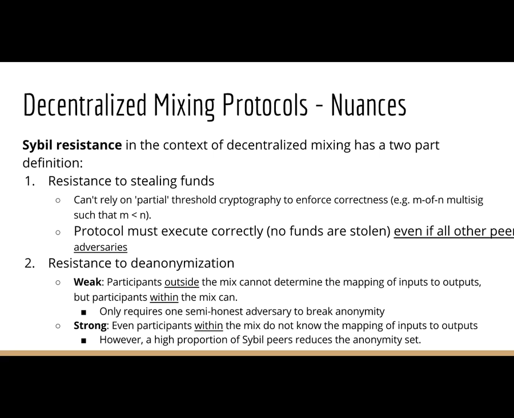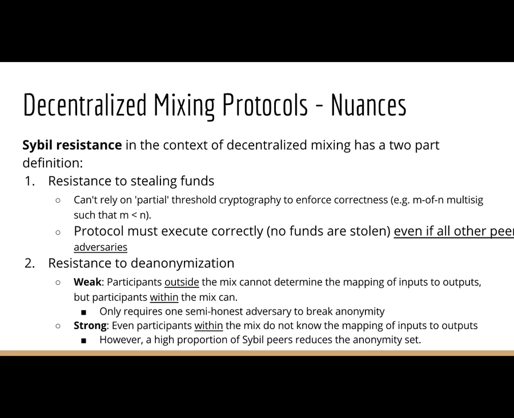You also want to be resistant to de-anonymization. So a weak resistance is that the passive adversaries can't determine the mapping, but participants within the mix or semi-honest adversaries are able to determine this mapping. And that's kind of a problem because if you know of this mixing protocol, to de-anonymize the entire protocol, all you need to do is get one Sybil in each group and just observe the mappings. And that destroys the anonymity of the entire network.